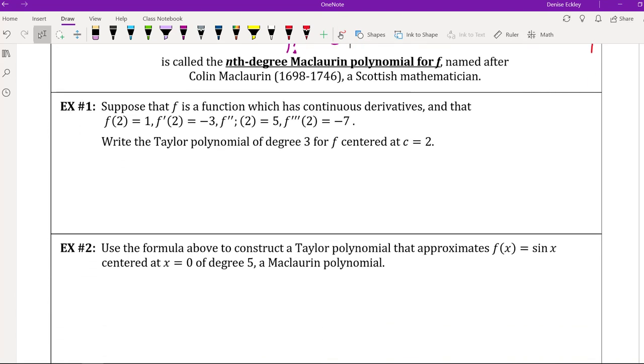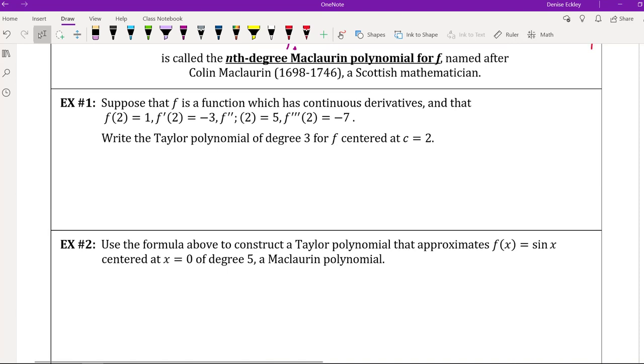So example 1, suppose that f is a function which has continuous derivatives, and that f of 2 equals 1, f prime of 2 equals negative 3, f double prime of 2 equals 5, and f triple prime of 2 equals negative 5. So we're to write the Taylor polynomial of degree 3 centered at c equals 2.